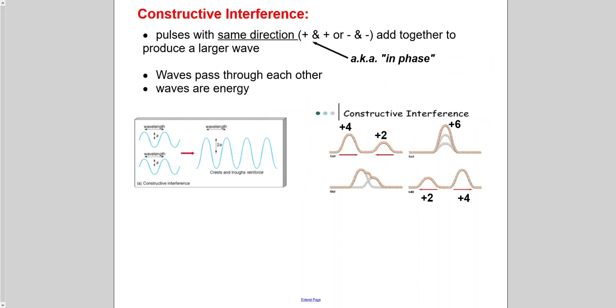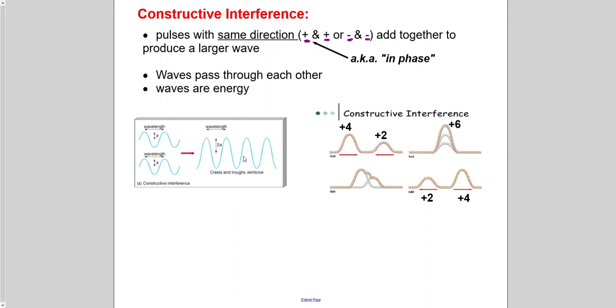Okay, so there are two things that can happen when we have superposition. The first is constructive interference. Constructive interference occurs when pulses have the same direction or they are in phase. In other words, if I send two waves and they both have positive amplitudes, they would constructively interfere. The same would be true if they both had negative amplitudes. They would be in phase, so they would constructively interfere.